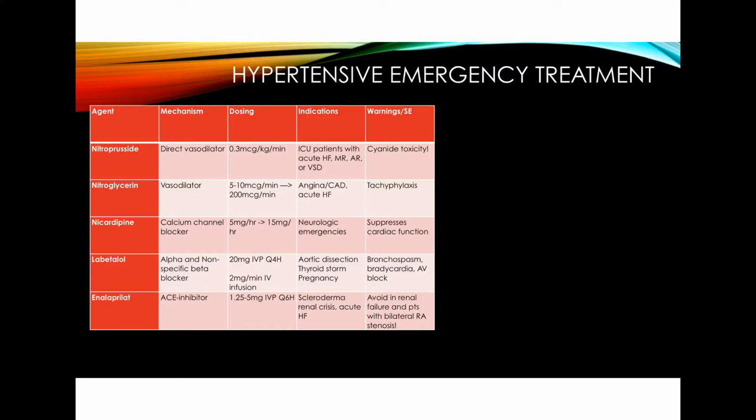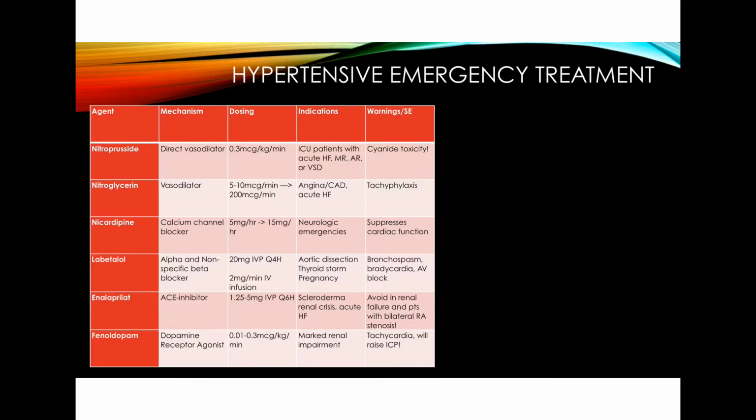IV enalaprilat is an ACE inhibitor class drug, which is actually the active form of the PO agent enalapril. It's particularly effective in patients who present with a scleroderma renal crisis with hypertension or hypertension associated with acute decompensated heart failure. Finally, fenoldopam is a dopamine receptor agonist, which is especially effective in preserving perfusion to the kidneys.